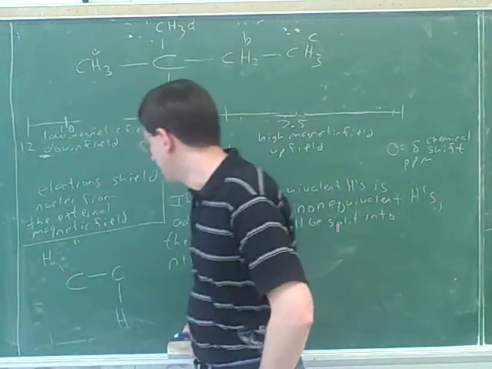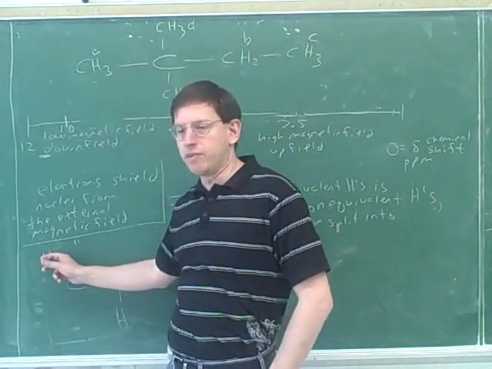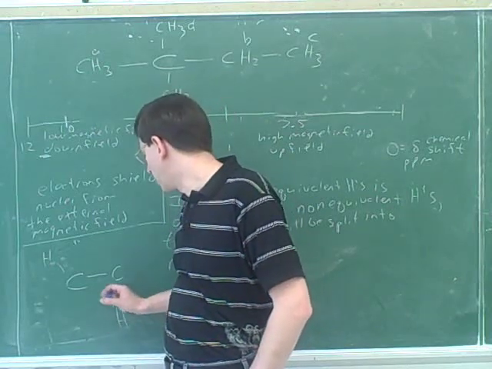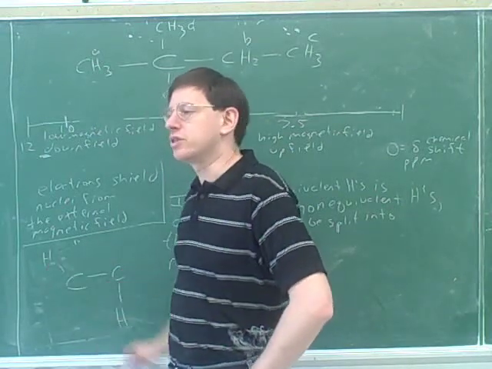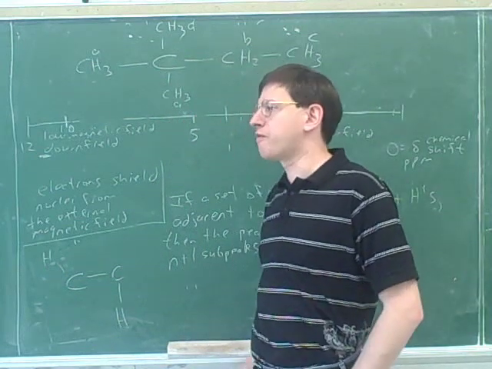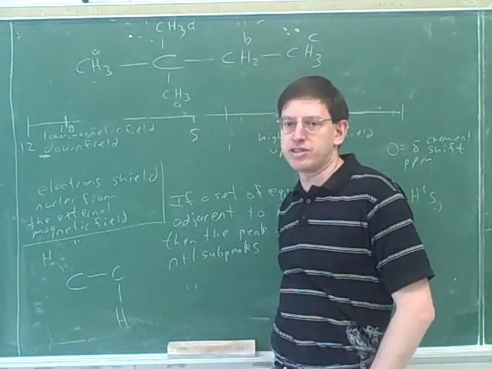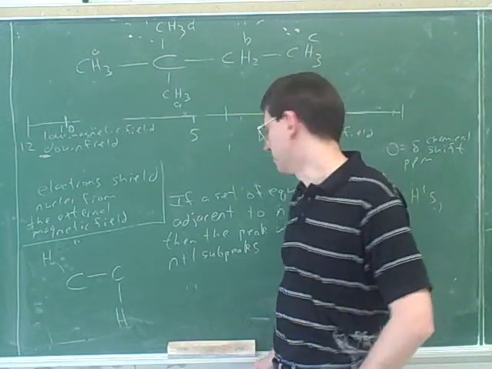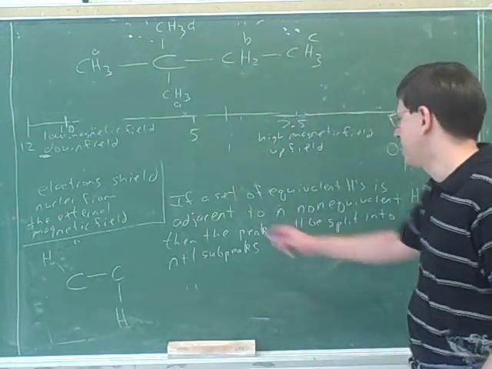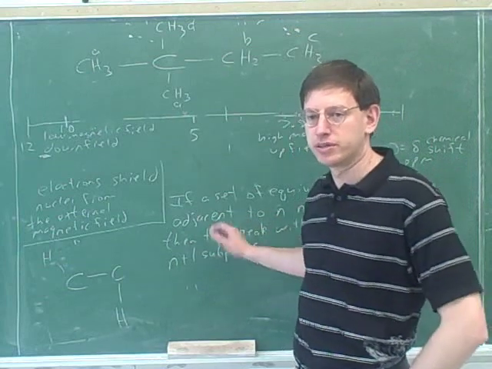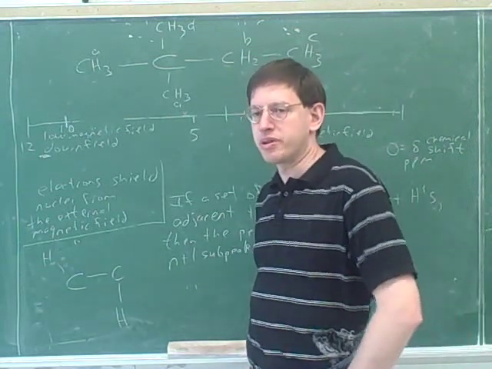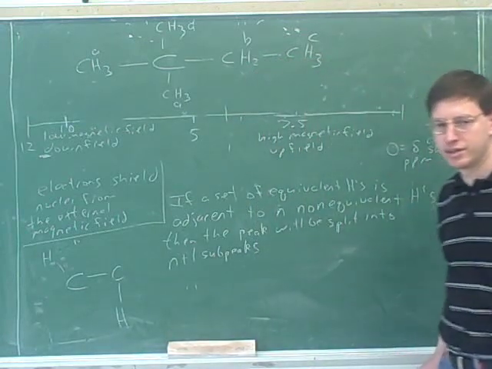I'm just drawing a molecular fragment here, but for example, this hydrogen, if it was not equivalent to this one, there could be splitting between these because there's a distance of 1, 2, 3 bonds. So usually we only get splitting for distances of 3 bonds or fewer. So that's what adjacent means here, 3 bonds or fewer. A 3-bond distance.